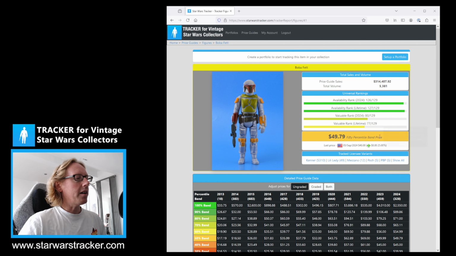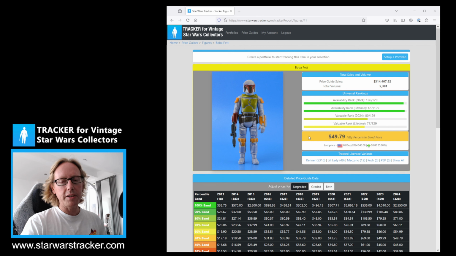So the next part of this is, well, I call it the 50 percentile band price. I'll get into what that means more in just a second. But this number in the bold here is not quite an average, but if you just want a figure, like if someone asks you off the cuff, oh, how much is a Boba Fett figure? This is kind of the figure that you can fall back to and say, well, it'll cost you about $50.